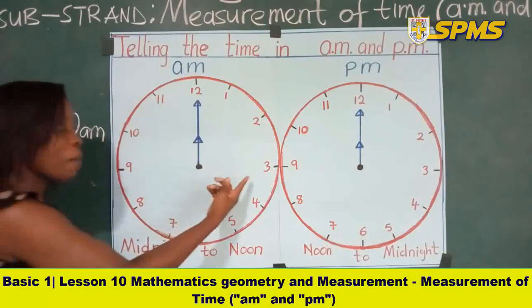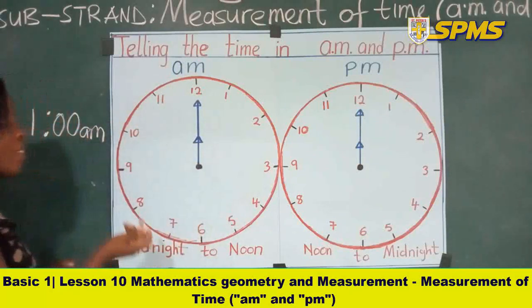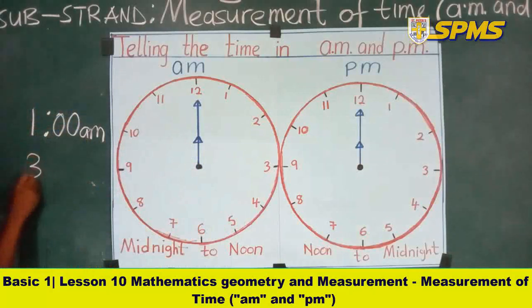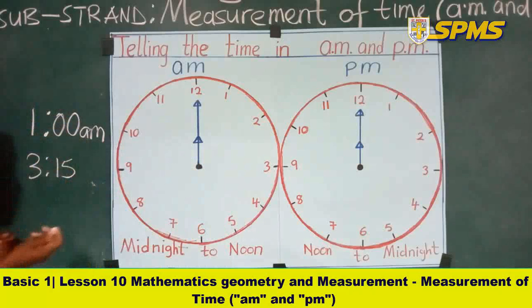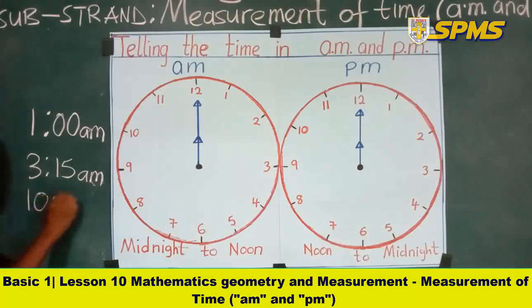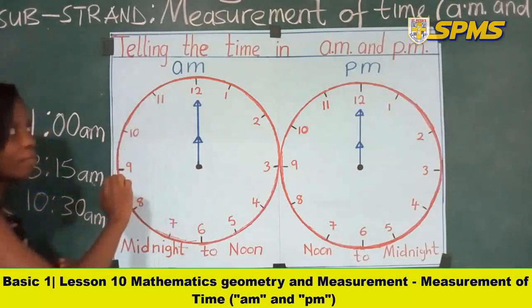So let's say, for example, the time is 3:15. What do you say? 3:15 AM. Let's say 10:30, what? AM, because you are still in the morning.